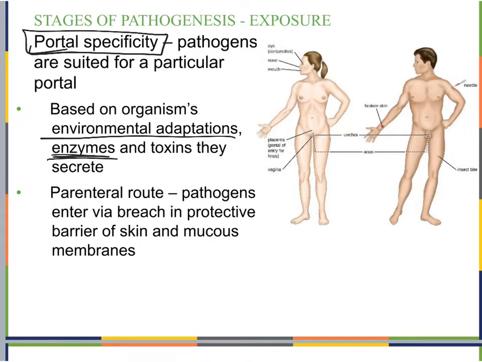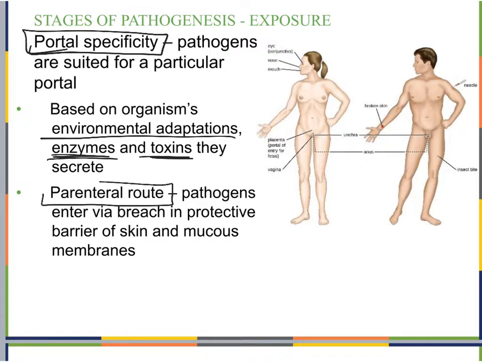Also, it depends on the enzymes that they make. Like I mentioned earlier with Helicobacter pylori, H. pylori, it's going to make that urease that's going to protect itself from the low pH of the acidic stomach, and then it's going to be able to burrow its way through the cells in the stomach. It also depends on the toxins that they secrete. If they secrete a particular toxin that needs to go into the bloodstream, and they're not in the bloodstream, then that's not a good portal of entry for them. So they have a specific portal that would be better for them, like getting into the bloodstream.